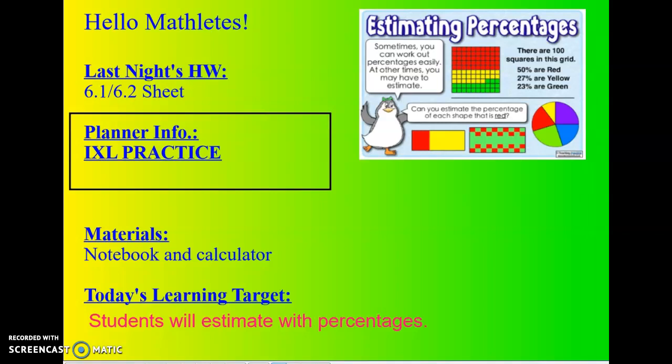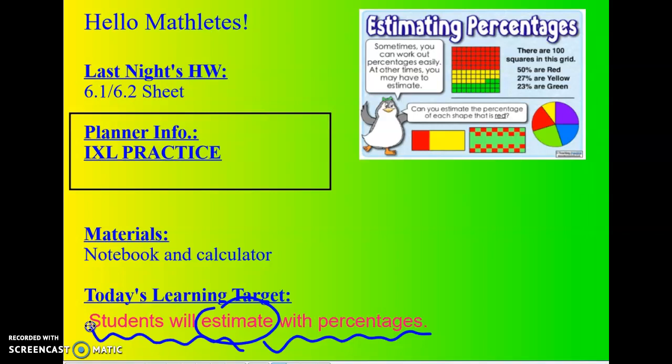Yesterday we worked on converting between fractions, decimals, and percentages. And today our learning target is that we are going to be estimating with percentages. So making the problem easier for us to do.